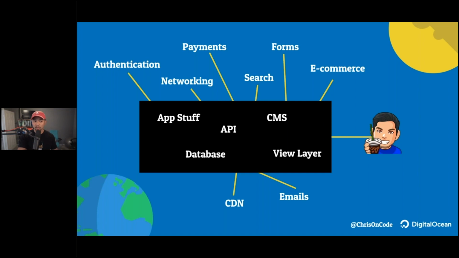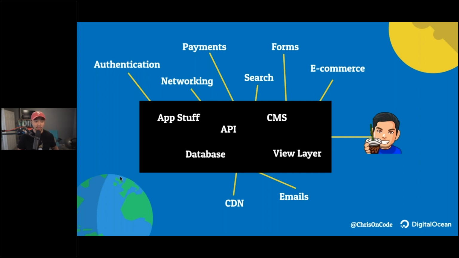We have our app stuff, which is kind of where our main value lives. We have our API, our CMS, database, and our view layer. The view layer is pretty much the thing that our customers are going to interact with on a daily basis. So that's probably where we should put a lot of our focus. And then our app stuff is where we put a lot of our functionality for what makes us unique. So we should probably focus on that as well.